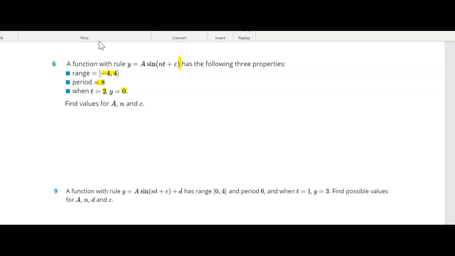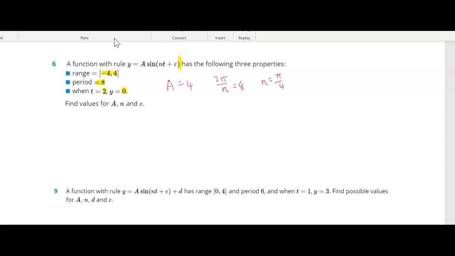So that t equals 2, y equals 0 is telling us the x-intercept. So it's kind of helping us with the value of e or epsilon. All right, so a is easy. That's just your amplitude, which is 4. Okay, so I get that from the range. Your period, so 2 pi on n is equal to 8. So n is equal to pi on 4.